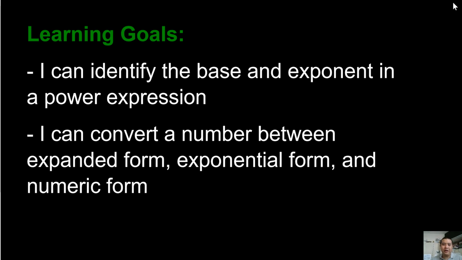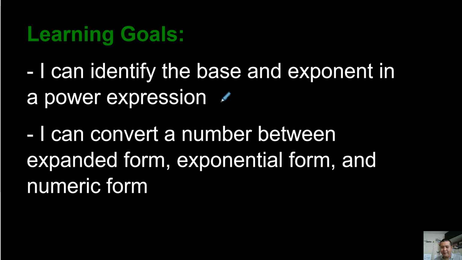Today's learning goals are: I can identify the base and exponent in a power expression, and I can convert a number between expanded form, exponential form, and numeric form. And we'll talk about what all three of those mean, but we need to first identify the base and exponent in a power expression. So a power expression is anything that has an exponent.